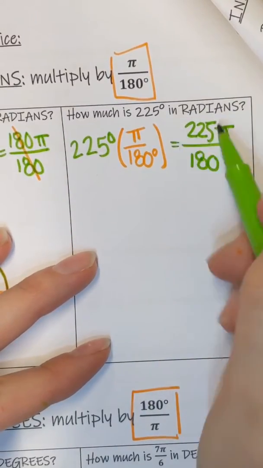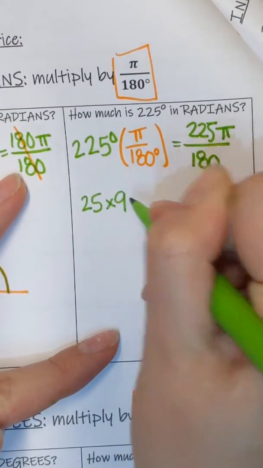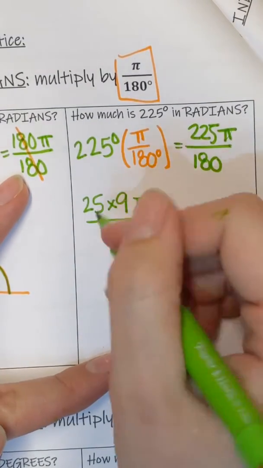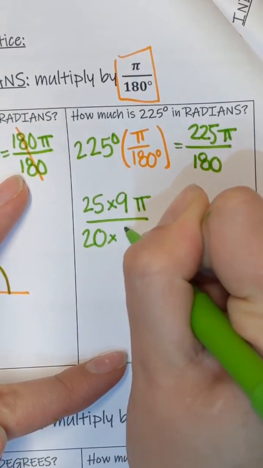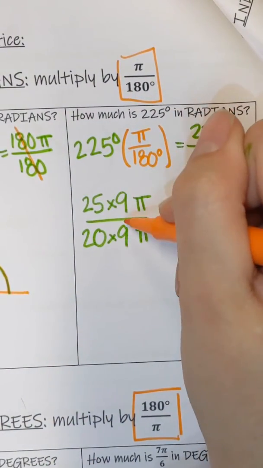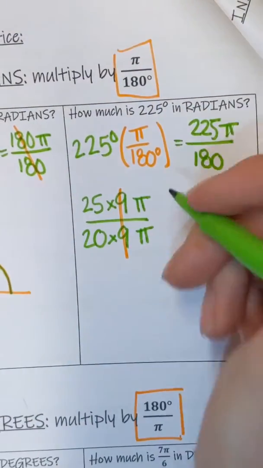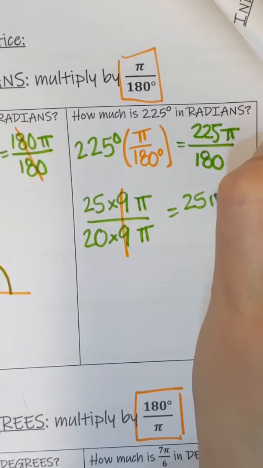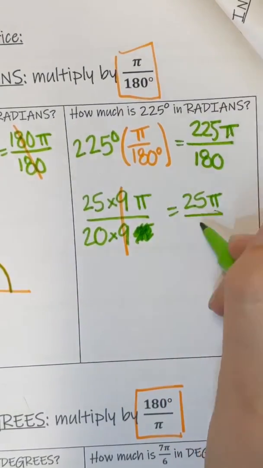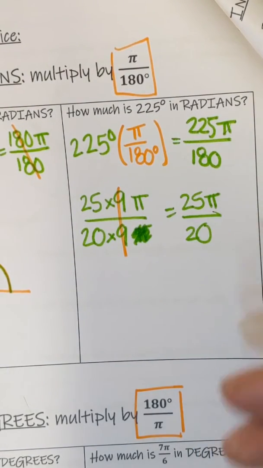So for instance, 225 can be written as 25 times 9, and 180 could be written as 20 times 9. All right, so since they both have 9s being multiplied on top and bottom, we can cancel those out. And we're left with 25 pi. Oh, I wrote an extra pi in there. Sorry about that, you guys. 25 pi over 20. We can keep simplifying on this because we can keep factoring 25 and 20.